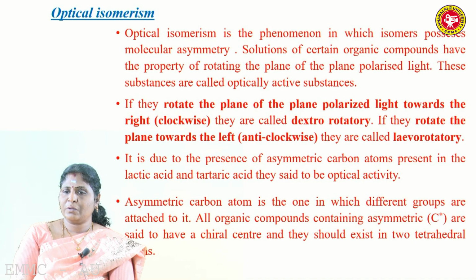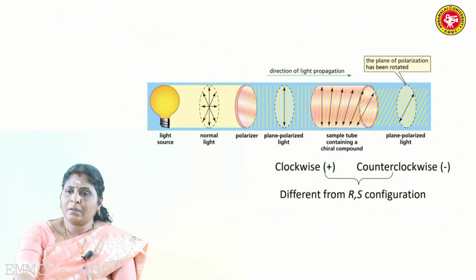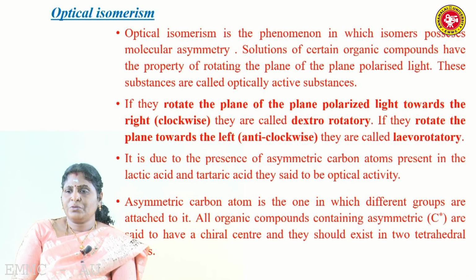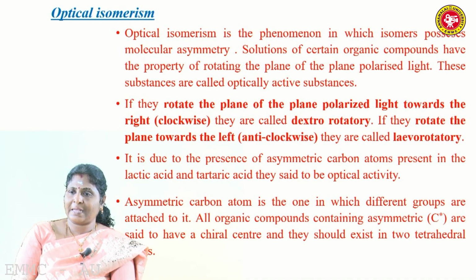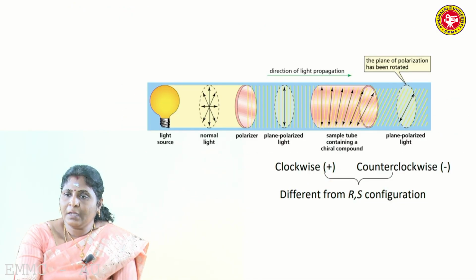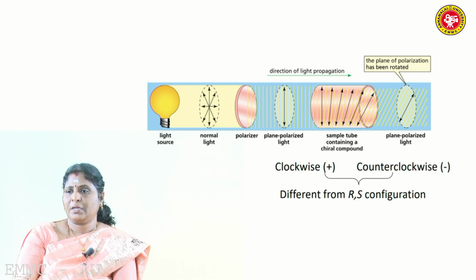That means the organic compounds whose solutions are capable of rotating the plane polarized light can show optical activity. If the solutions rotate the plane polarized light towards the right, that means the clockwise direction as shown in the figure, they are said to be dextrorotatory. On the other hand, if the solutions rotate the plane polarized light towards the left, they are called S-configured compounds, or they are called levorotatory.